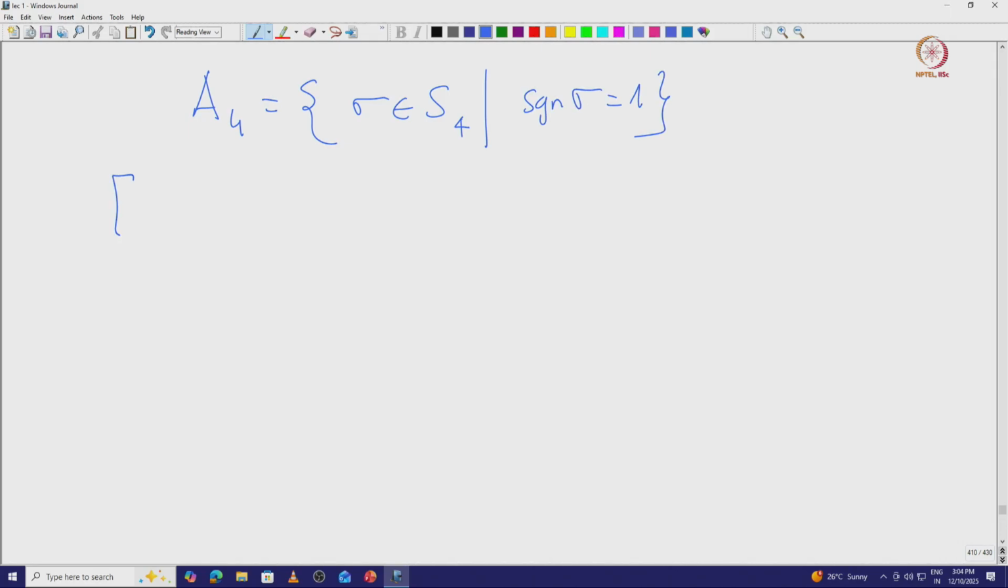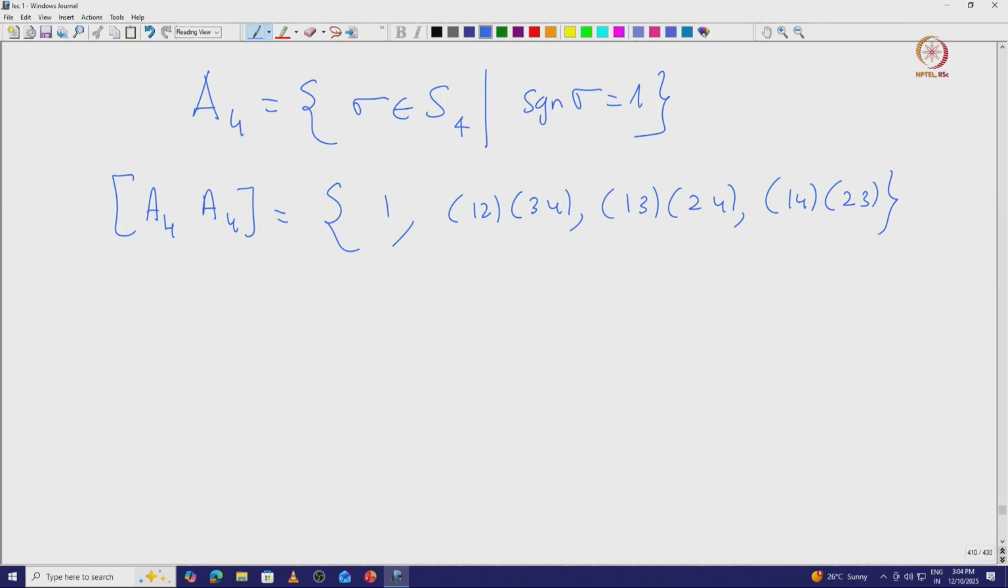Then it is not very hard to see that the commutator of this A4 is given by the Klein 4 group, which is given by the identity and products of two disjoint transpositions: the identity, (1 2)(3 4), (1 3)(2 4) and (1 4)(2 3). So, this is the commutator group.